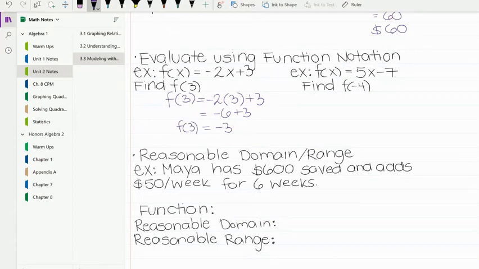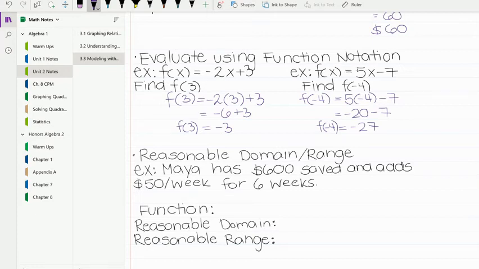The next one, we have f of x equals 5x minus 7, and we want to evaluate the function at negative 4. So we're going to do f of negative 4 equals 5 times negative 4 minus 7. So 5 times negative 4 is negative 20, and then minus 7. So we end up getting negative 27, which means that f of negative 4 equals negative 27.